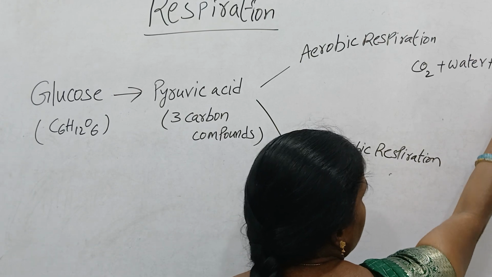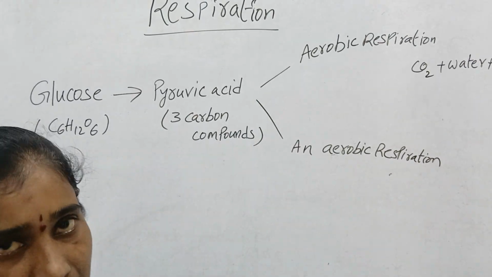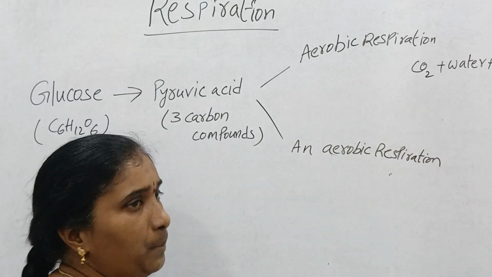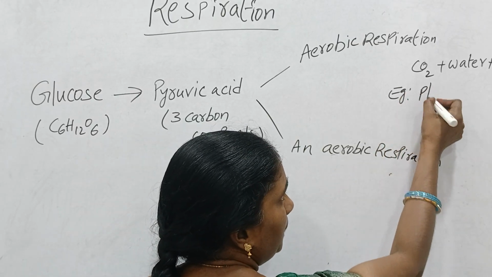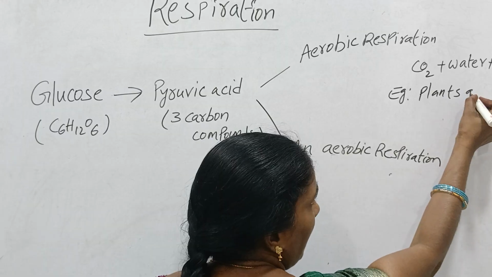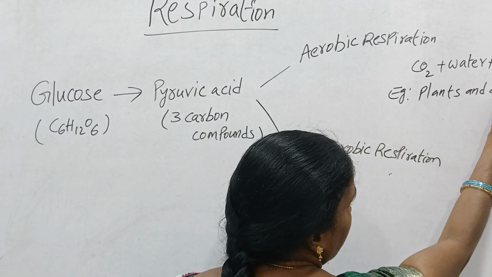So, in aerobic respiration, we can expect a high amount of energy. A high amount of energy will be released in aerobic respiration. This we can find mostly in plants and animals. Example, plants and animals. Okay.